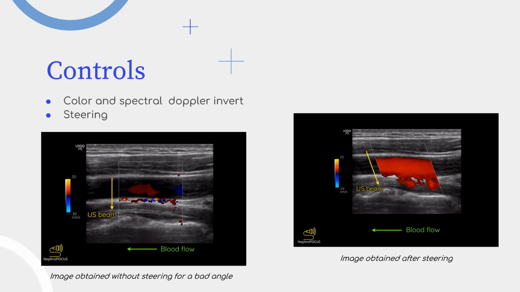Steering is also an important control. It allows us to place the sample volume at the best angle possible in a particular vessel and will provide directional information. However, steering also reduces the sensitivity of the system. Therefore, when small vessel flow detection is necessary, for example for thyroid or testicular studies, the ROI should not be steered, allowing optimal system sensitivity.